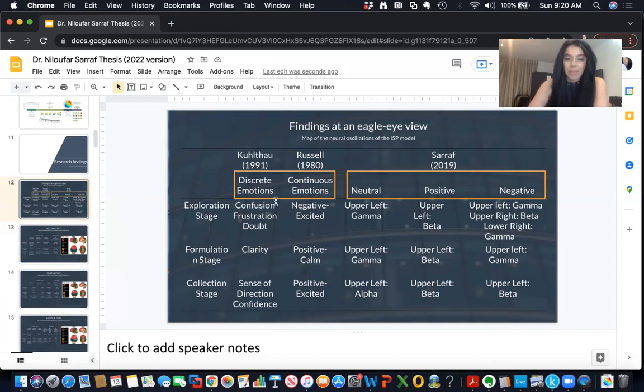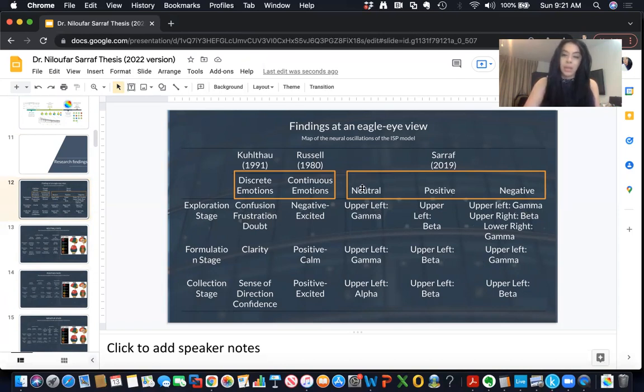Essentially, I just tried to map here Kuhlthau's model. I call them discrete emotions because they're more or less discrete emotions, the different stages: exploration stage, formulation stage, as well as collection stage. I added the Russell continuous emotion model, where I connected how these types of discrete emotions or states match with a continuous emotion that Russell talks about. Russell is very well known, by the way, in cognitive psychology. And then the establishment of the EEG data that I have here.